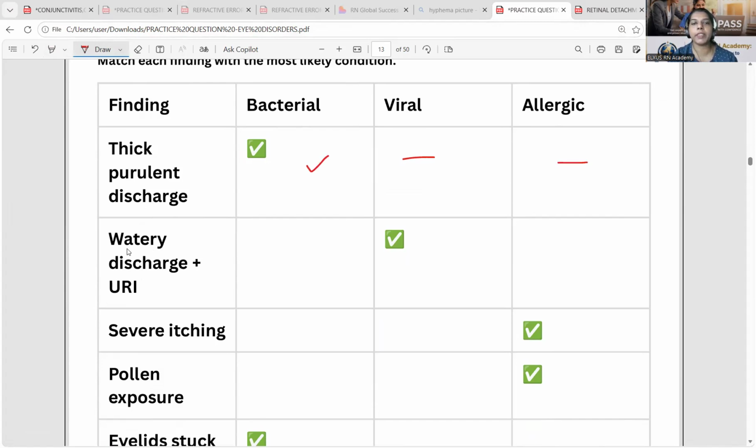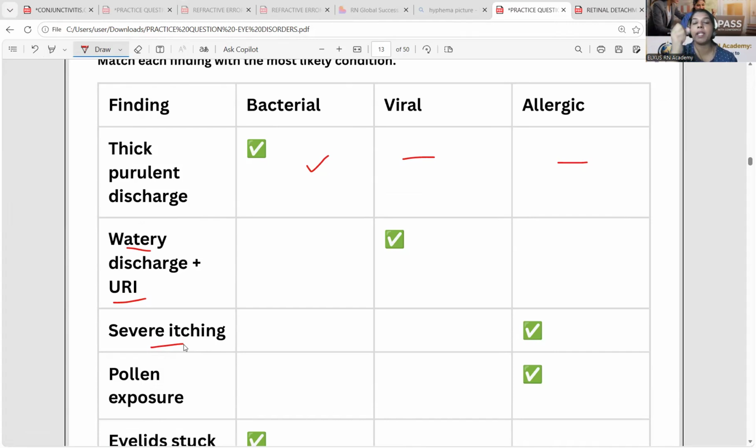And the watery eye discharges, we know in bacterial there is which one? Purulent discharge. So watery discharge with a recent upper respiratory tract infection: watery discharge can also be present in allergic conjunctivitis, but it is asking about watery discharge plus recent upper respiratory tract infection. It is related with viral conjunctivitis only.